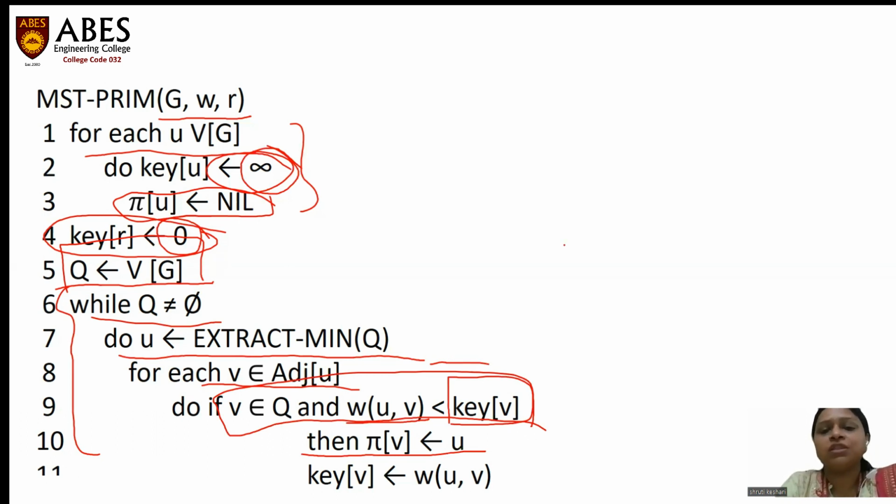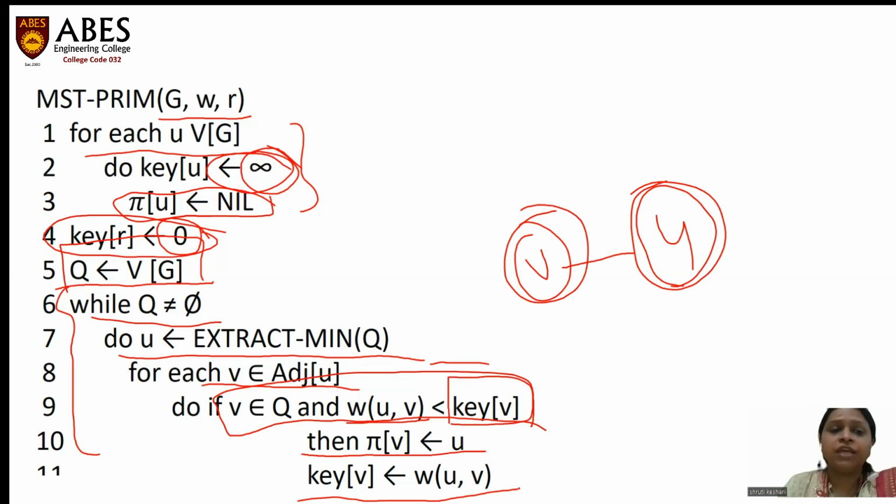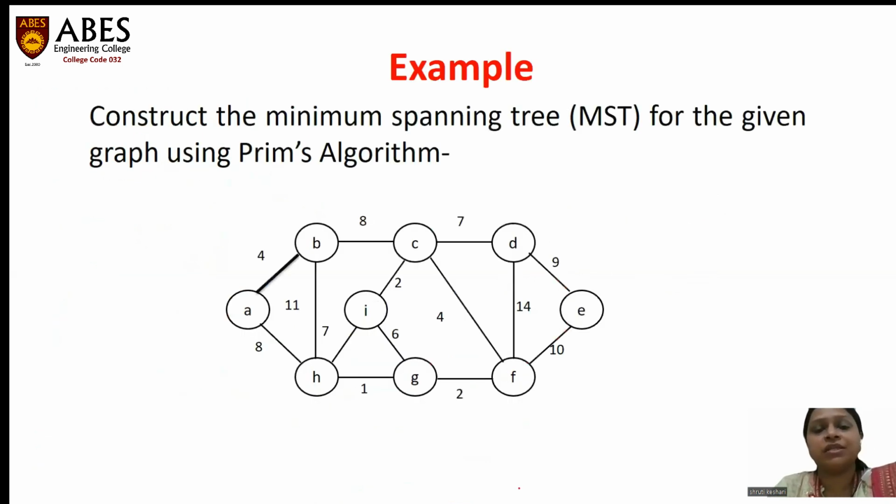It means that suppose you have two vertices, U and V, and you are considering the edge from U to V, then U will be considered the parent of your V. So you need to update that in the pi set, and again update the key value of V by the edge weight of U to V. We can understand these things by considering an example.